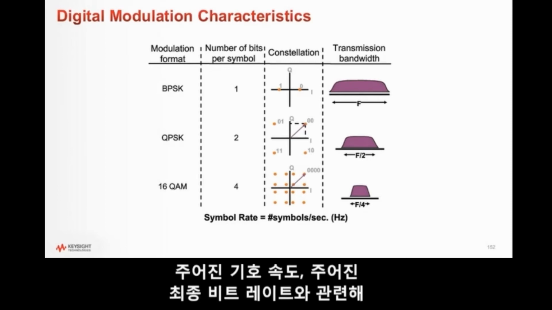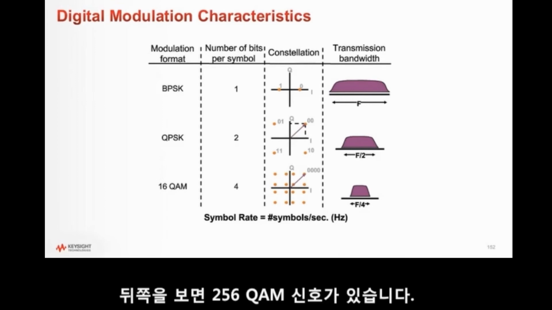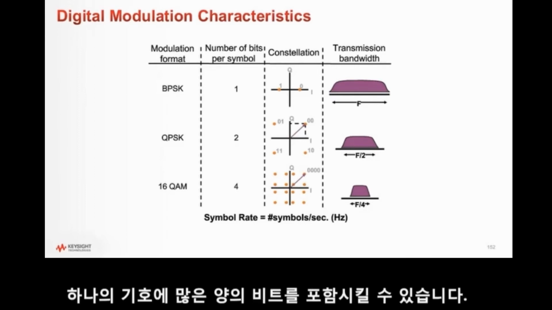Now, for a given symbol rate, a given resulting bit rate, our bandwidth has shrunk down quite a bit once we move to that higher modulation scheme. In the back here, we've got, I think it's a 256 QAM signal, so you can really cram a lot of bits into one symbol.